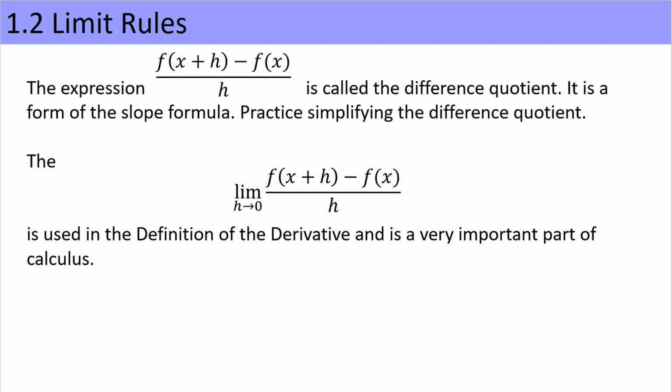The expression f of x plus h minus f of x all divided by h is called the difference quotient. It is a form of the slope formula. Practice simplifying the difference quotient. The notation is suggested the limit as h approaches 0 of the difference quotient, which is f of x plus h minus f of x all divided by h, is used in the definition of the derivative and is a very important part of this calculus course.